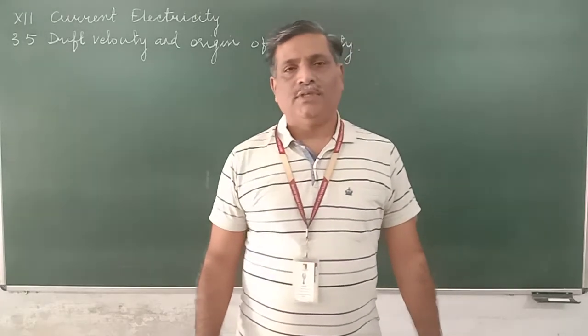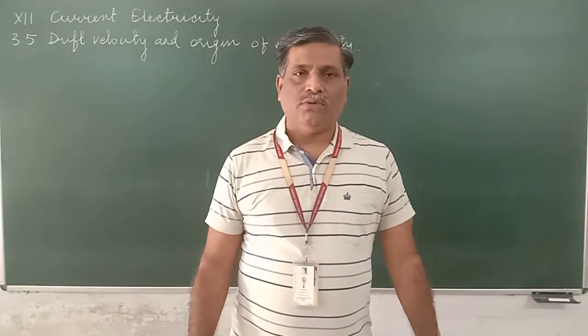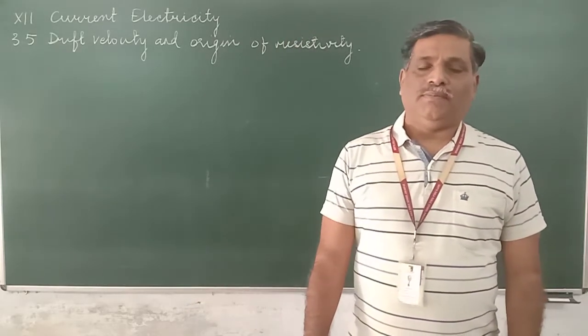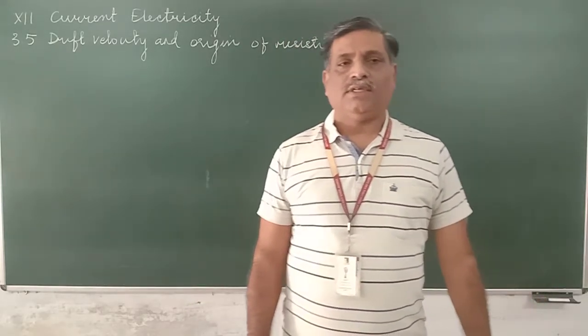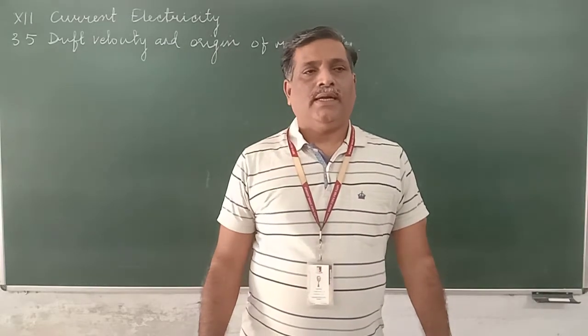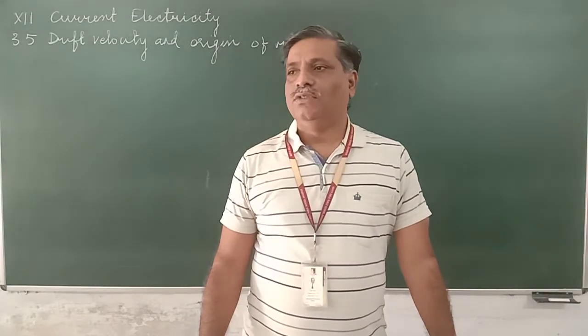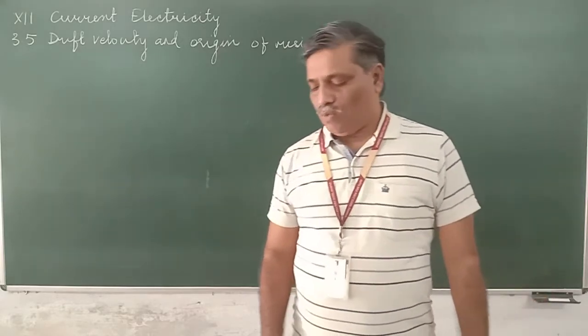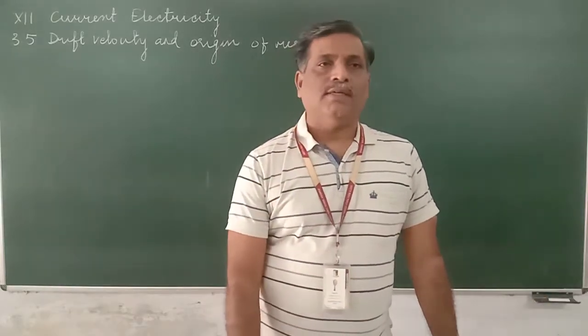Ohm's law we have discussed: V is equal to IR. It's Ohm's law, and dependence of resistance on length and area of cross section gives us a new concept of specific resistivity. Now, what is the cause for resistance?